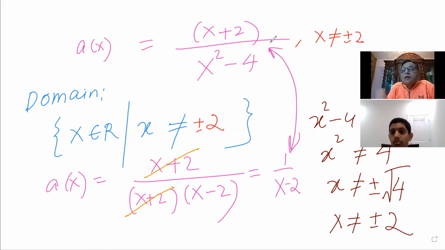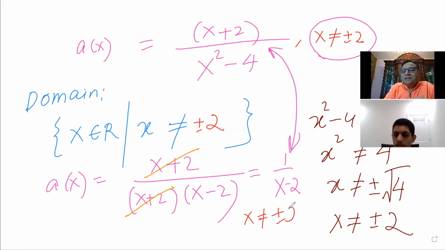No, because we have not mentioned the discontinuity. 1 over x minus 2 has only one discontinuity. It cannot be equal to 2, right? Yeah. So whenever you cancel, you have to write that x is not equal to plus and minus 2. Does it make sense? Yeah.